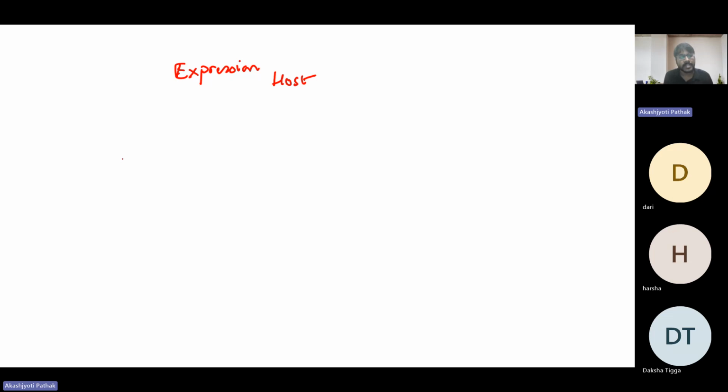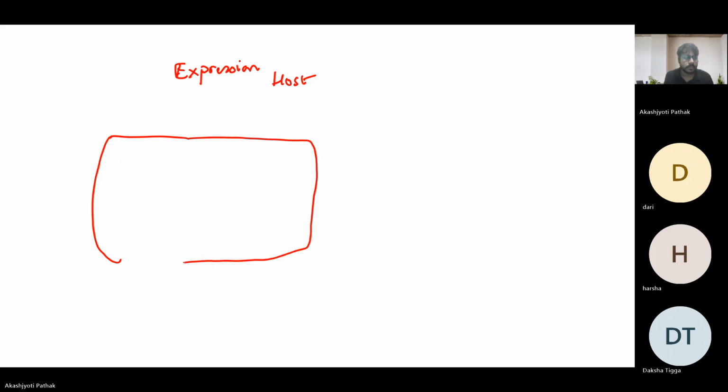So your expression host. If you see, this is your bacteria. Now, what will a bacteria have? It will have its own genome. So this is its own genome. This is the bacterial genome.